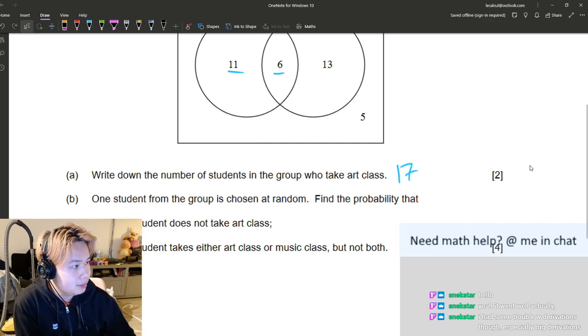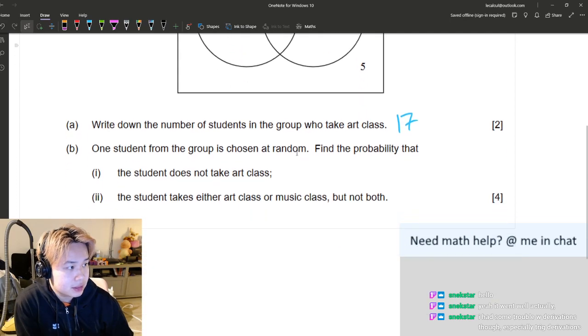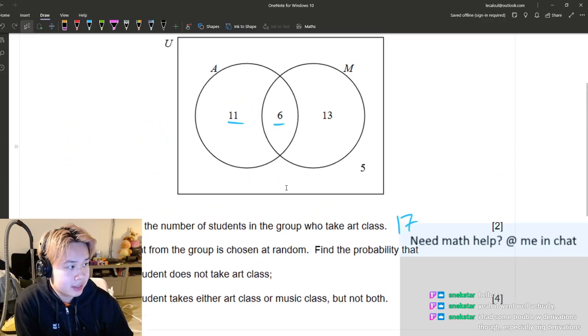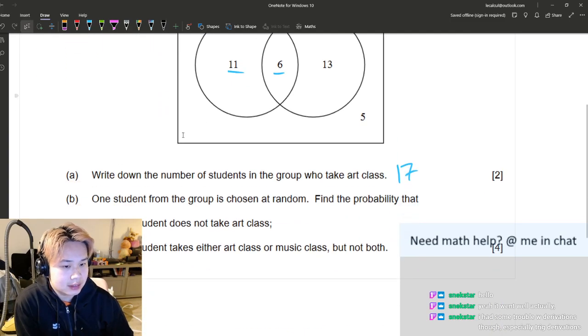So there should be 17 people that take art. Now, let's see. One student out of this entire group is chosen at random. And we need to find the probability that that student does not take an art class. Okay. So there's 35 students, so we know that this is out of 35.